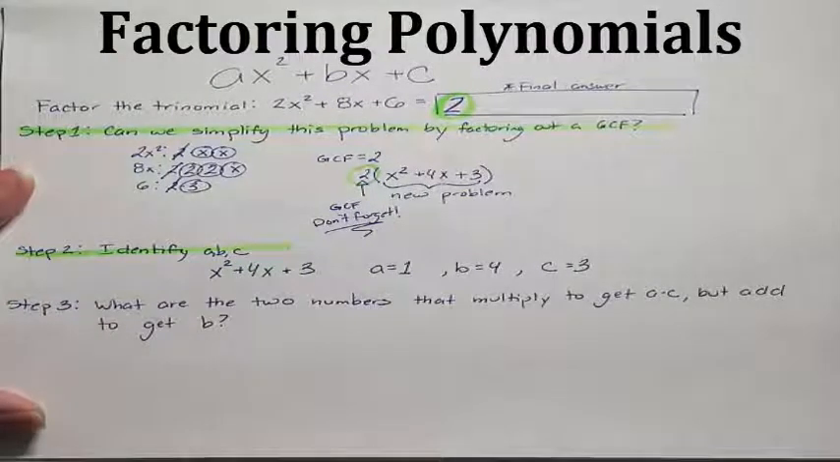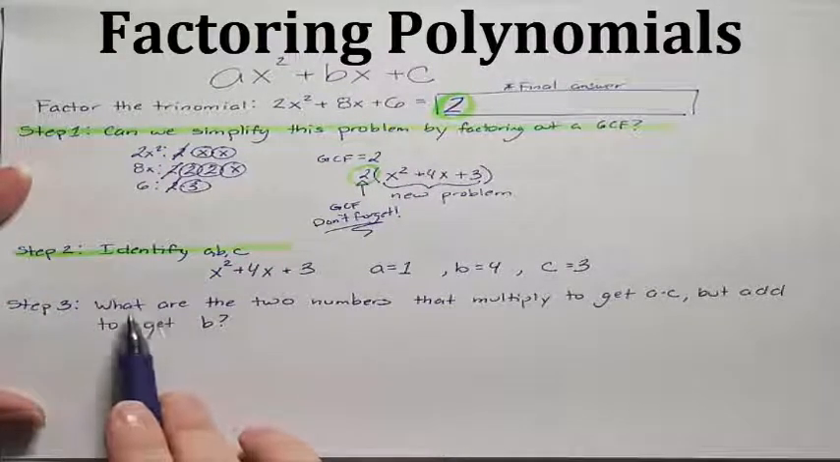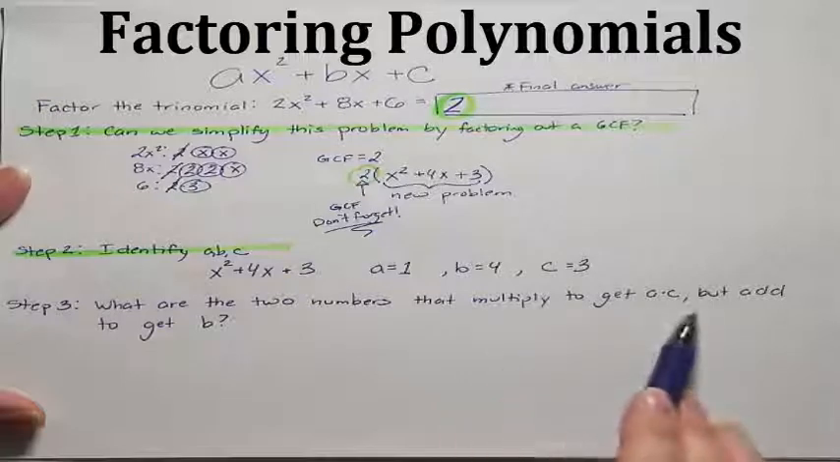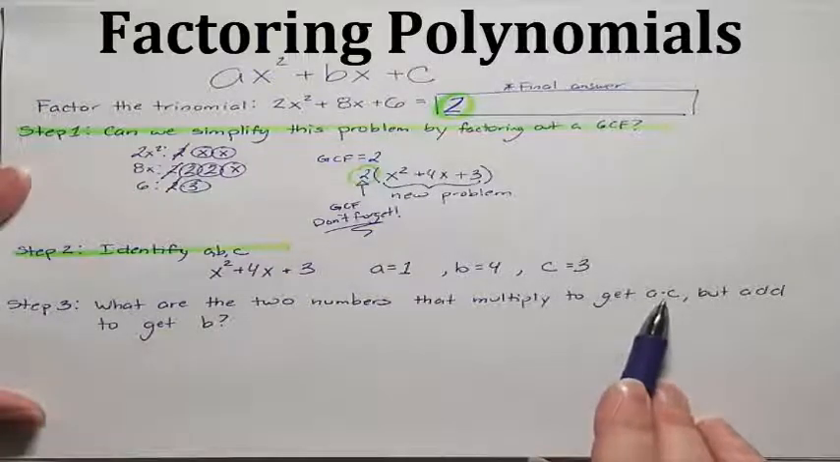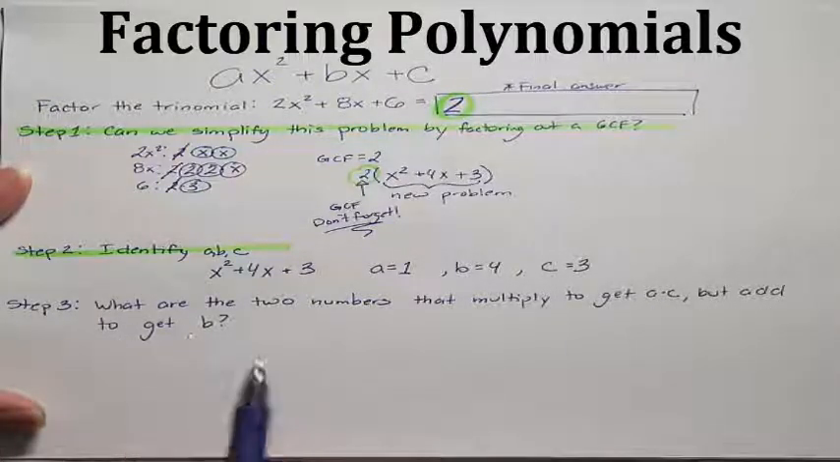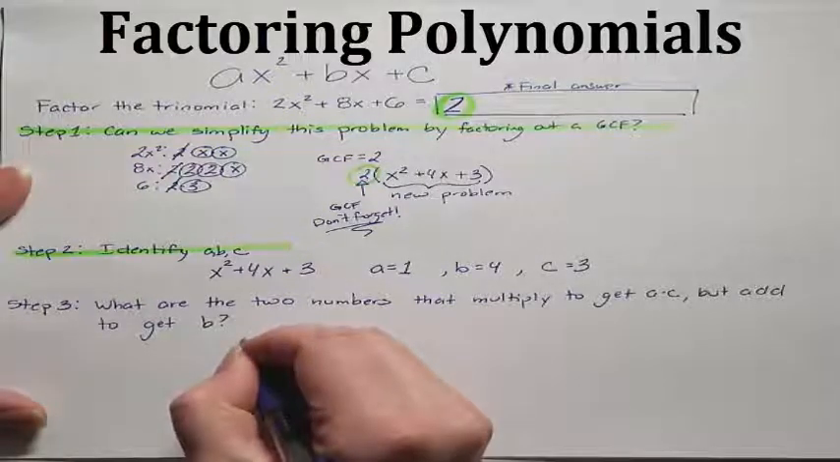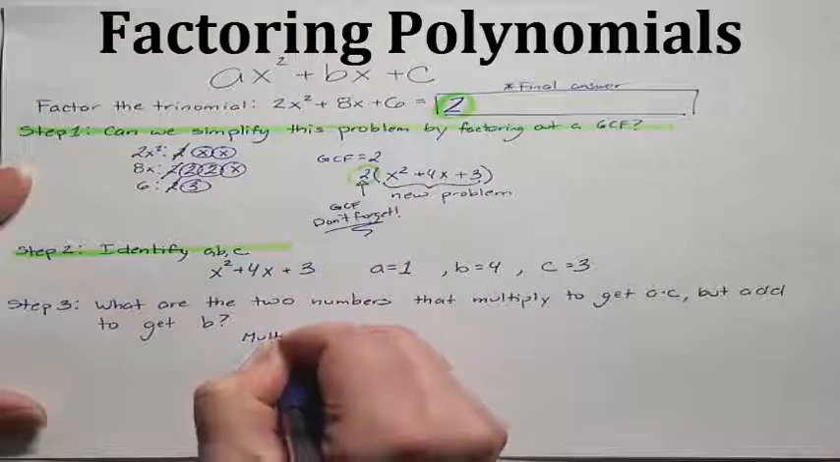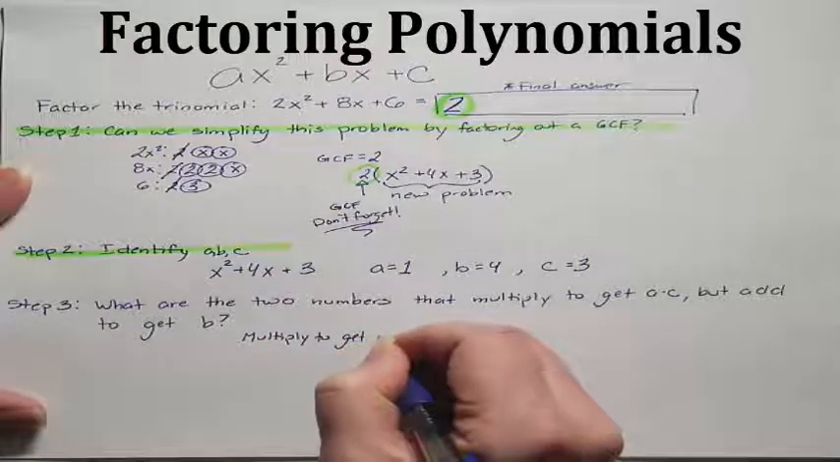So step 3 was the purpose of our warm-up. So what are the two numbers that multiply to give you whatever A times C was, but they add to give you B? So we're going to make the same chart that we did before. So we need to find all the ways that multiply to get A times C.